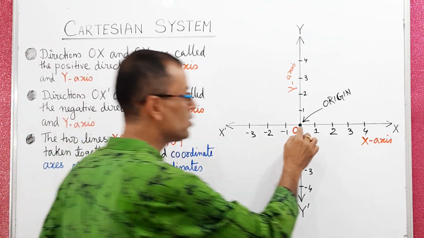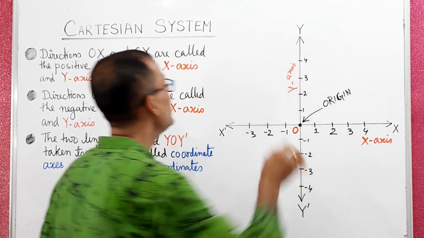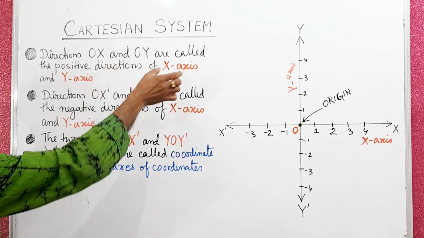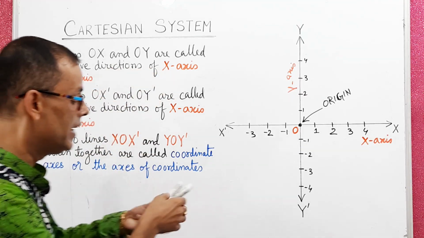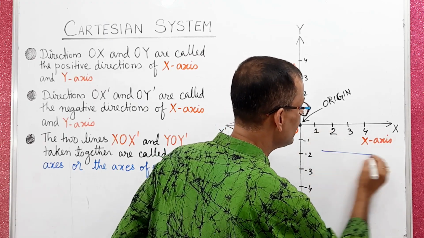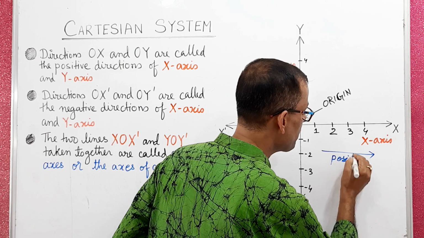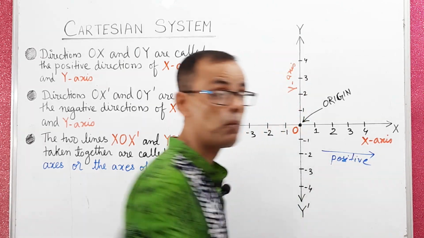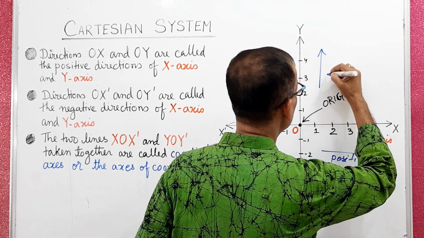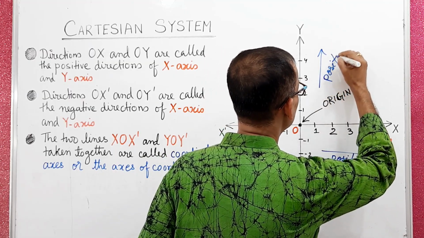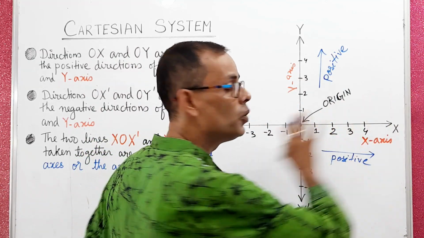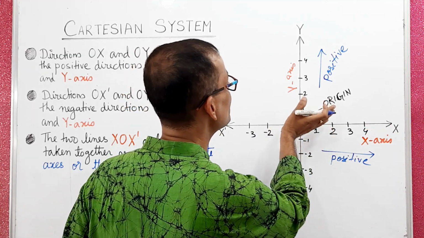So where is OX? OX and OY, what are they? They are the positive directions. Positive directions of x-axis and y-axis. That means we can say that this OX is the positive direction. And this side, what is it?